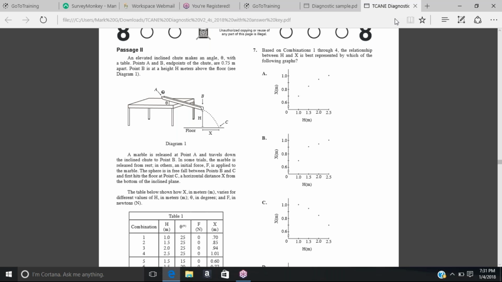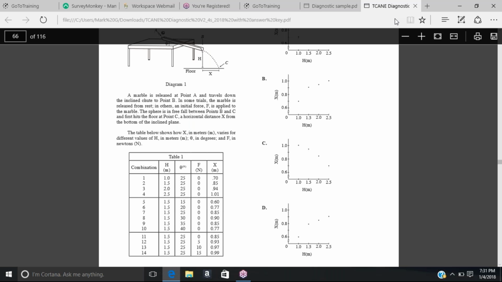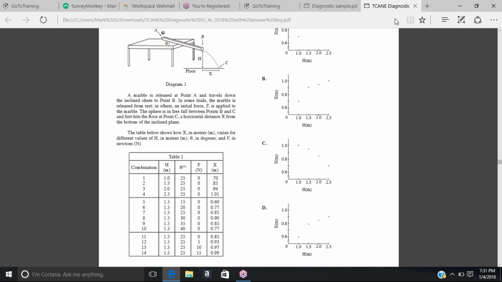Number 7. Based on combinations 1 through 4, okay, so I go to the table. Table 1 shows, lower left, combinations 1 through 4. And I see when they talk about the relationship between H and X, H is going up steadily, 0.5 at a time. X is going up, but it looks like it's decreasing. Let's draw a picture in our mind of that. Up, but not as steeply each time. It's a decreasing up. I thus am looking for not a straight line, but something that's shallowing, getting shallower.